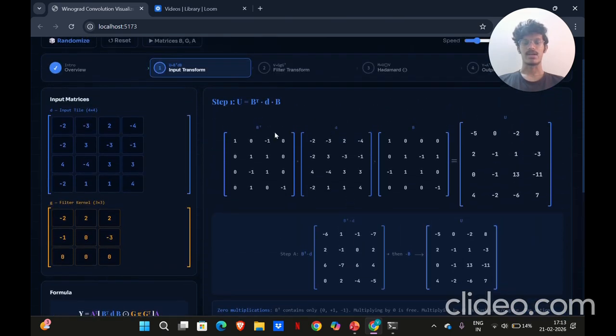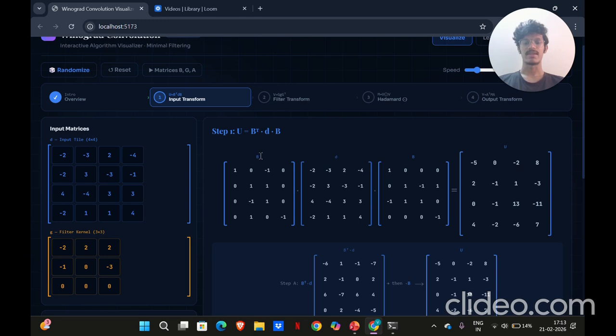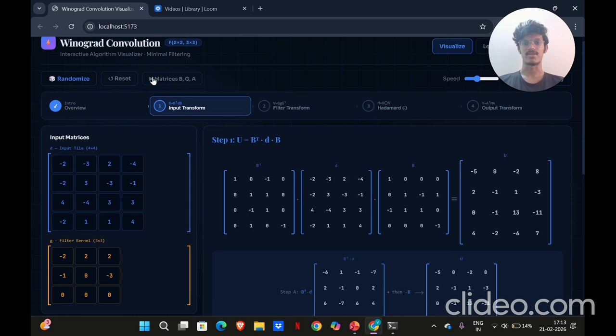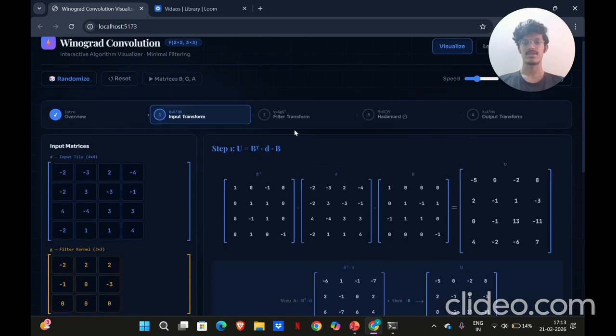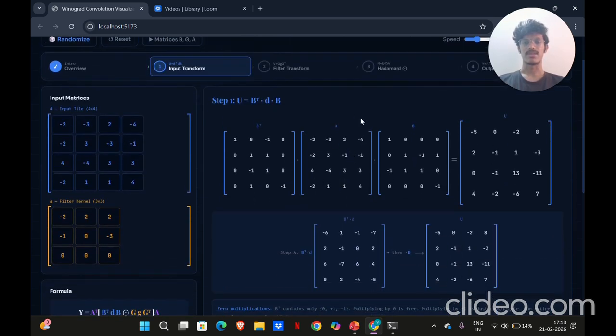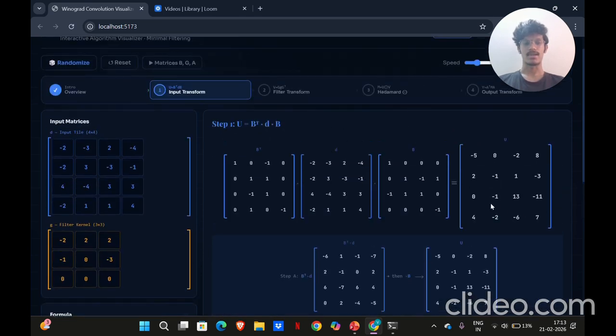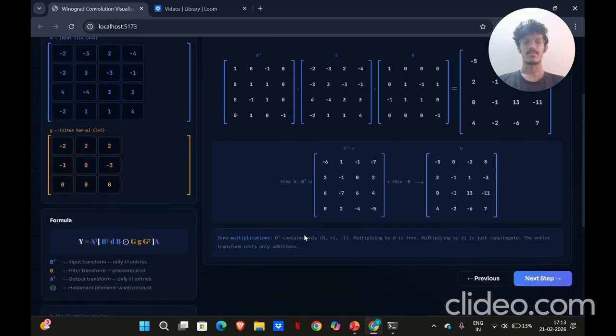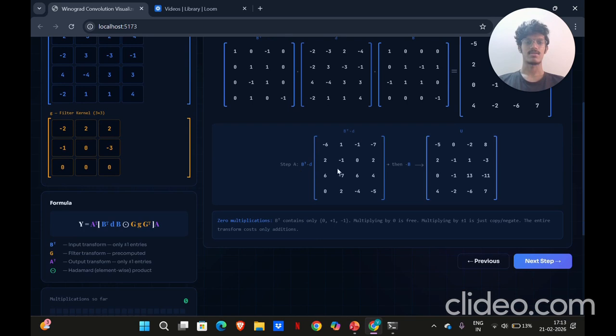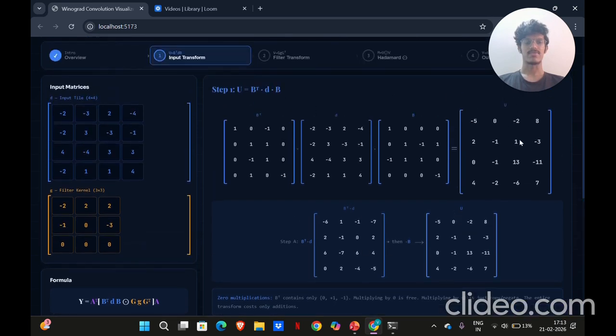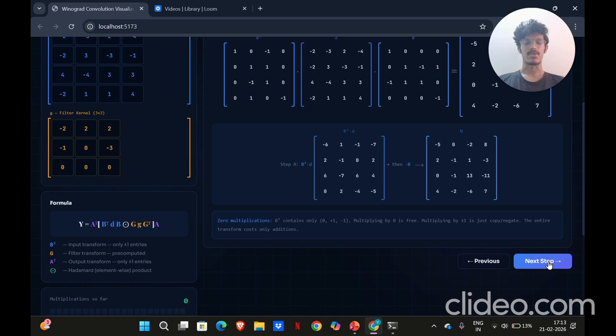Now we are computing the next value using the B transpose, which you obtain from these matrices over here. We are going to multiply B transpose with the input D matrix and compute again with B according to this formula. We are going to get the output value U. So this is the flow. As you can see over here, this is the final value which you get. And then we go to the next step.